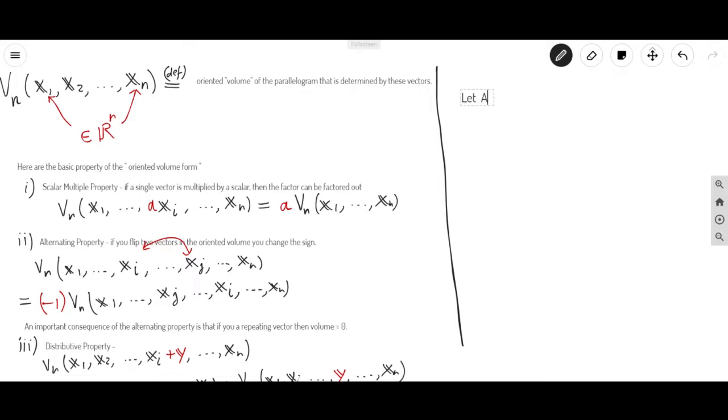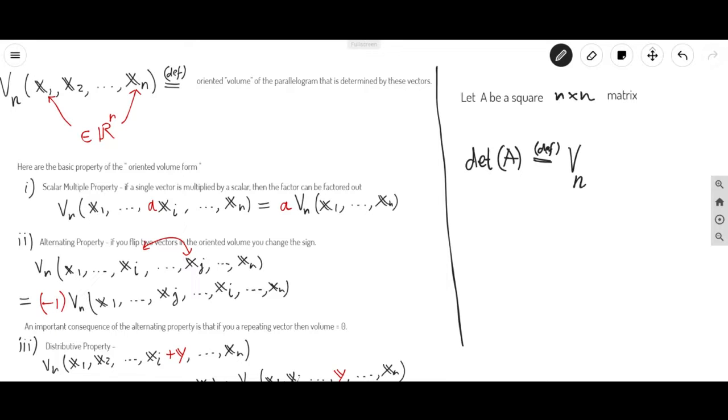So let A be a square n by n matrix. Here we need it to be a square matrix, so determinants are defined for square matrices. So here's how the determinant is defined. The determinant of the matrix is equal to, by definition, the oriented volume of its columns.